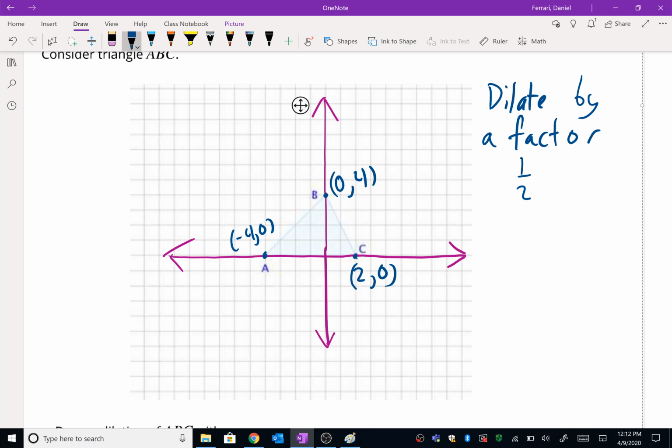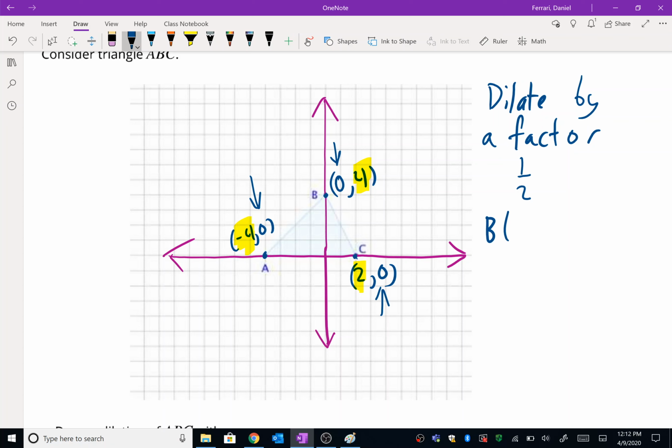So that's part of the reason why I set up the graph the way that I did, because now I have lots of zeros. So that means those numbers aren't going to change, because when I multiply something by 0, it's still 0. The only things that are going to change are these non-zero coordinates: the 4 in point B, the 2 in point C, and the -4 in point A. So what we're going to do is multiply those numbers by 1/2.